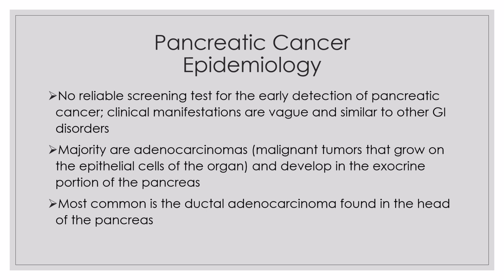So, now moving on to pancreatic cancer. How does this happen? There is no reliable screening test for the early detection of pancreatic cancer. Clinical manifestations are vague and similar to other GI disorders, so we're not going to know until sometimes it is really too late. The majority are adenocarcinomas. These are malignant tumors that grow on the epithelial cells of the organ, and they develop in the exocrine portion of the pancreas. Most common is the ductal adenocarcinoma that is found in the head of the pancreas.